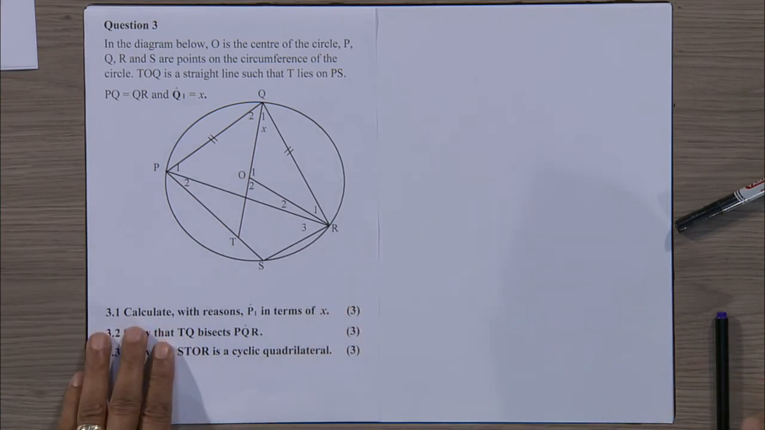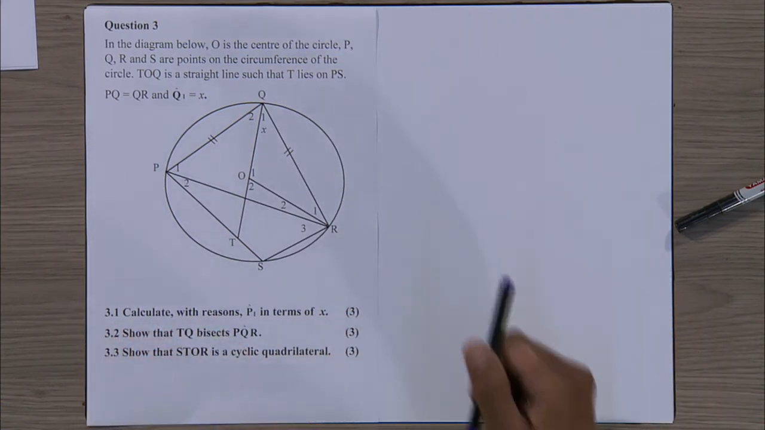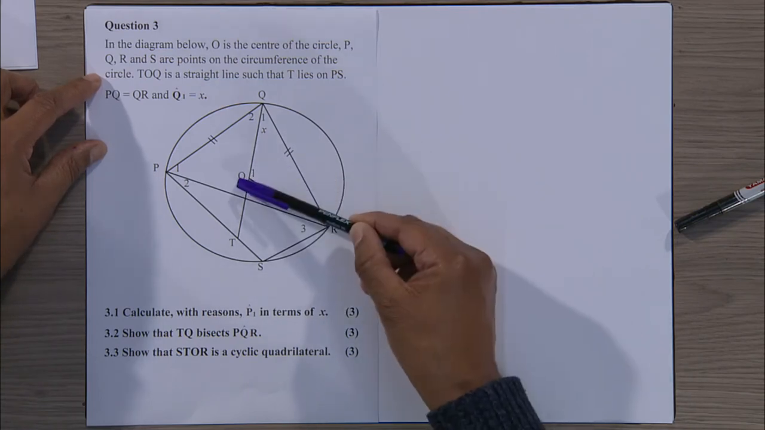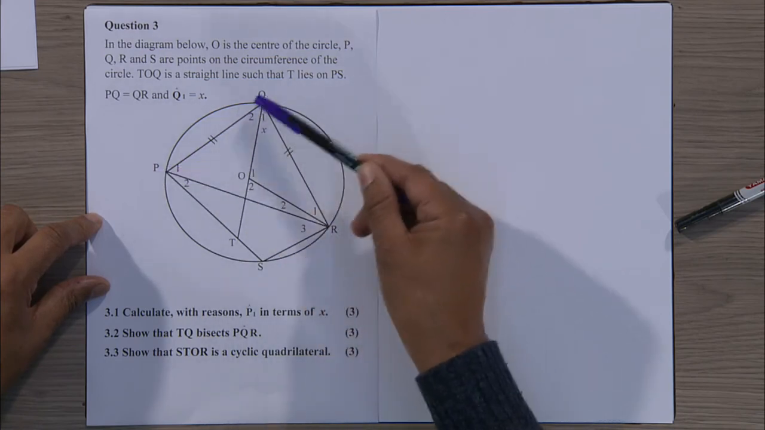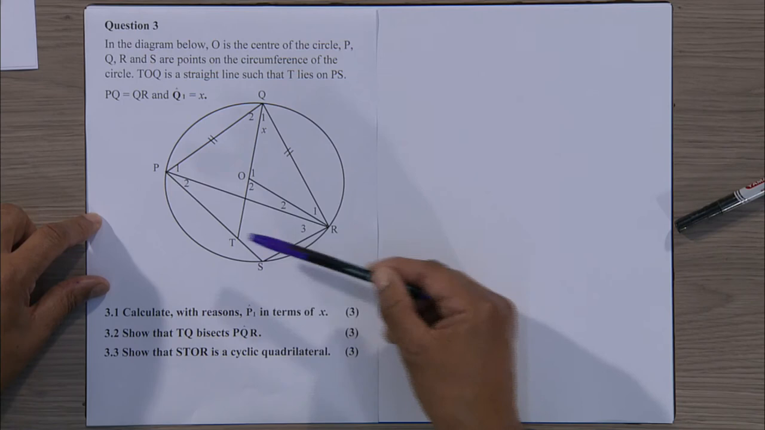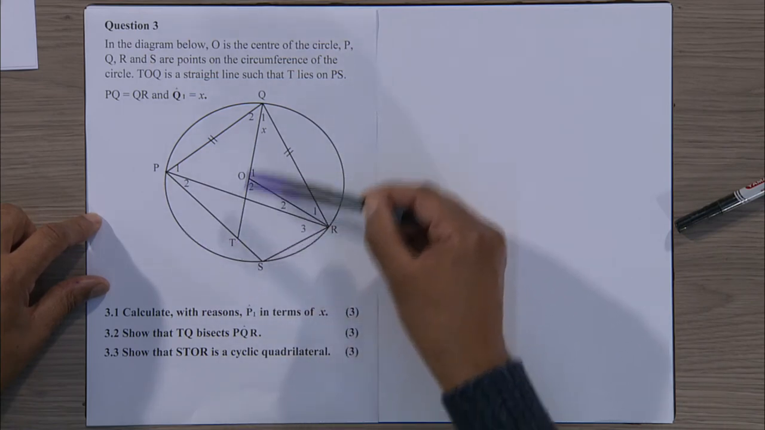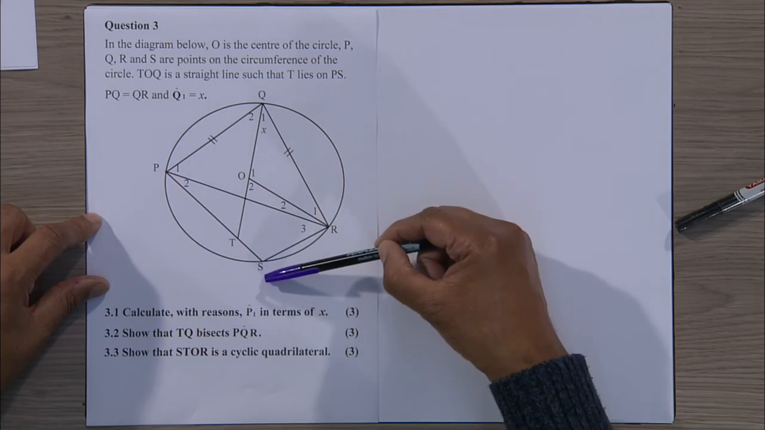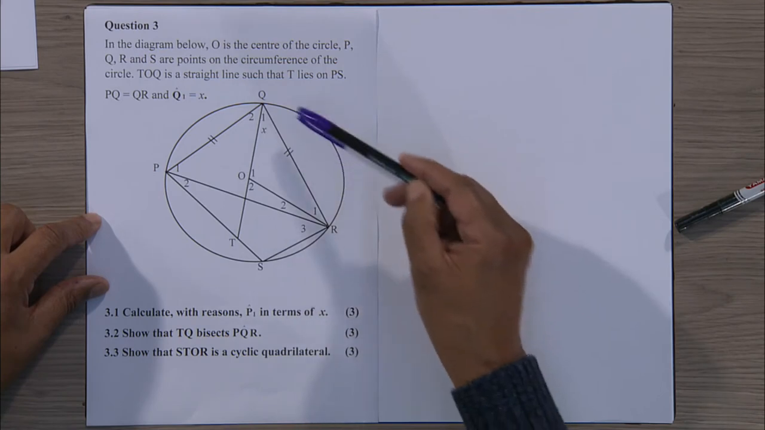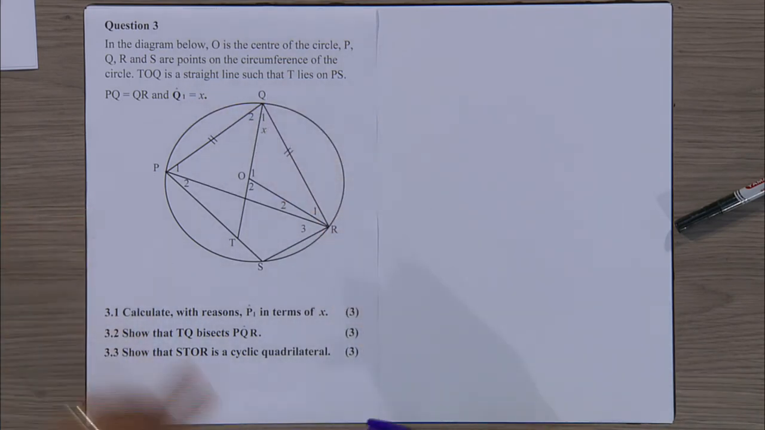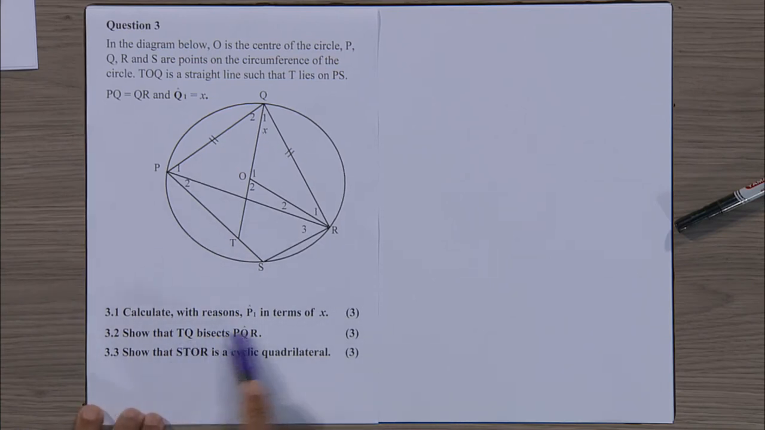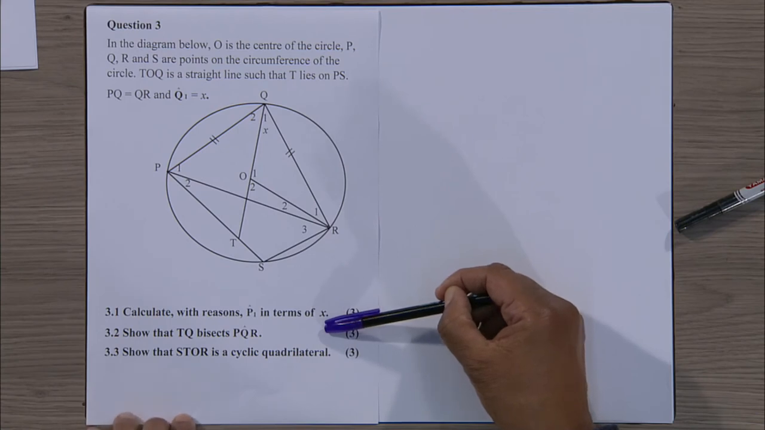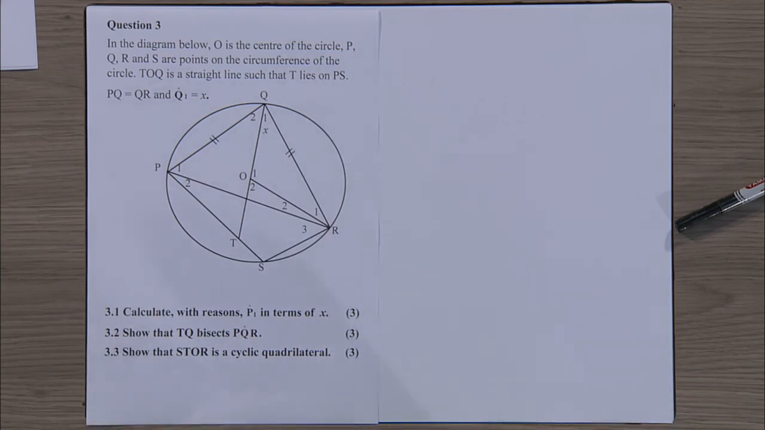If I look at question three, what does it say? In the diagram below, O is the center of the circle. P, Q, R, S are points on the circumference. So again, I have a cyclic quad. TOQ is a straight line such that T lies on PS, and PQ is equal to QR, and Q1 is equal to x. Calculate, with reasons, P1 in terms of x. That's the first one.